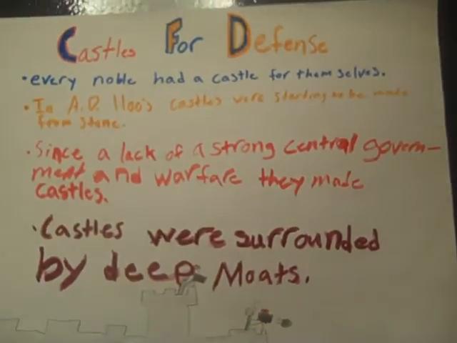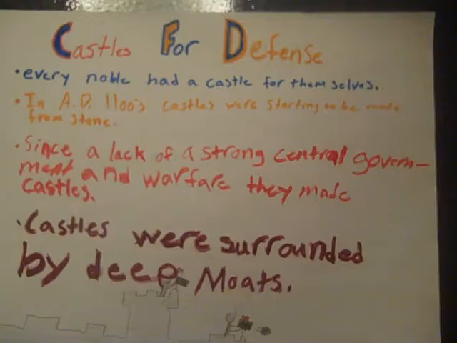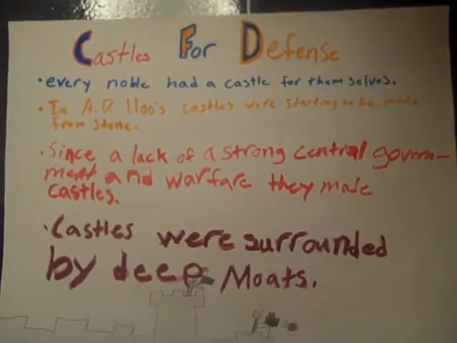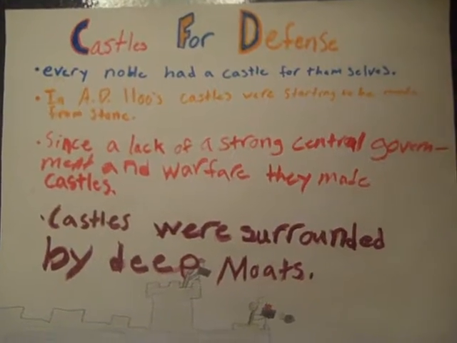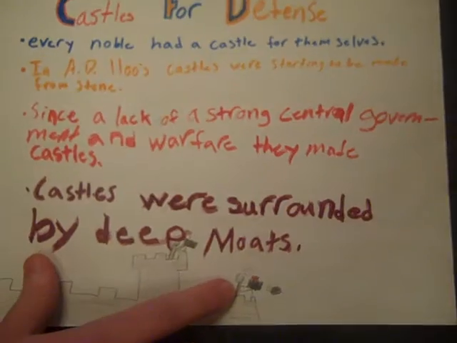Castles for defense. Every noble had a castle for themselves. In the AD 1000s, castles started to be made from stone. Because of a lack of strong central government and because of warfare, they made castles. Castles were surrounded by deep moats. As you can see here, they have cannons to defend their castle.